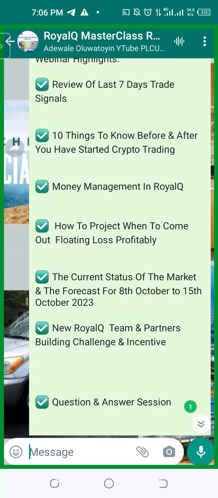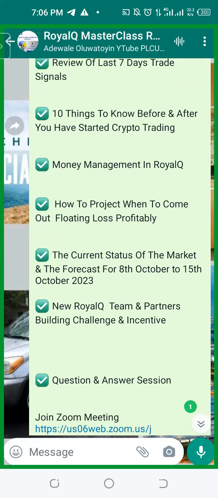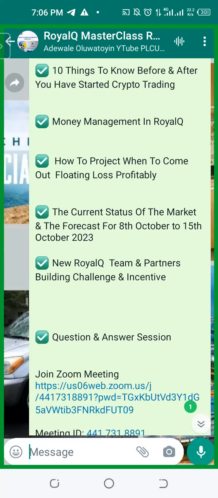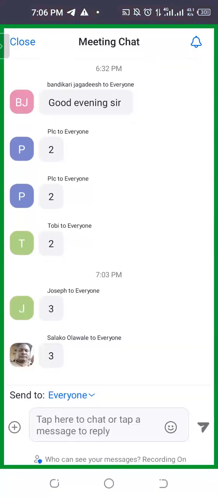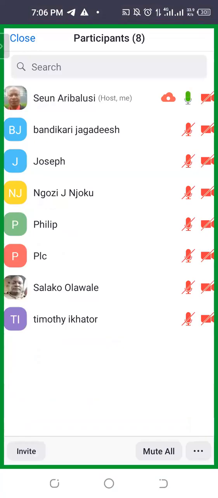How to project when to come out of floating loss. Now, I want somebody that is in floating loss. If you're in floating loss here, I want you to type 2 in the chat. I know some of us are in floating loss. If you're in floating loss, I want somebody to just volunteer. Type 2 in the chat.